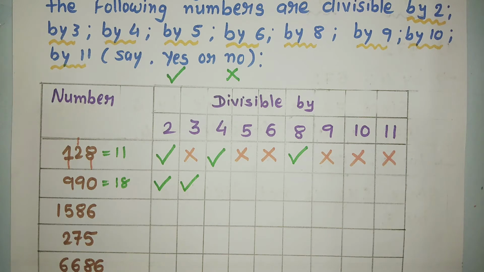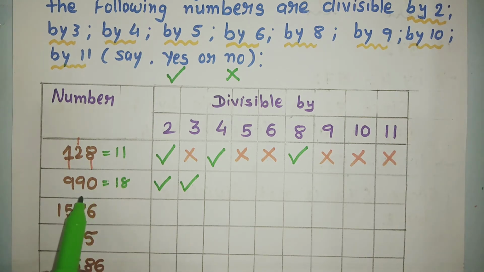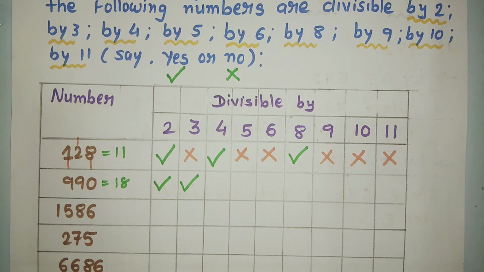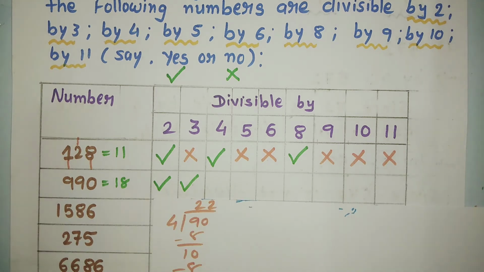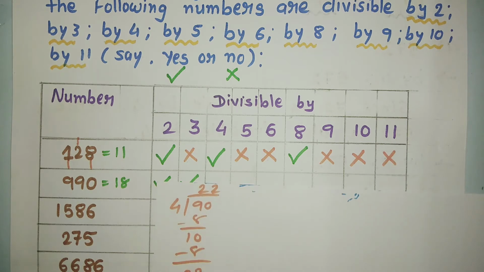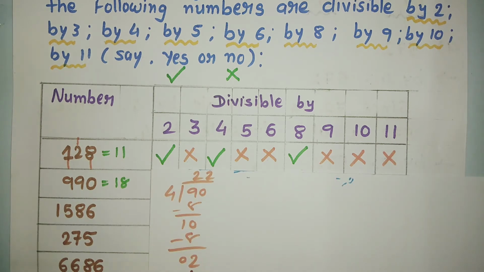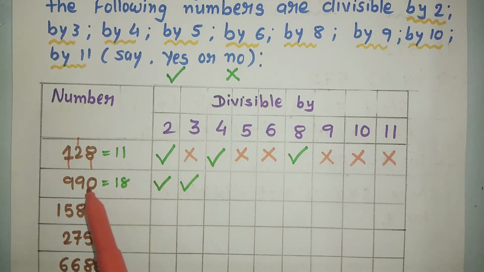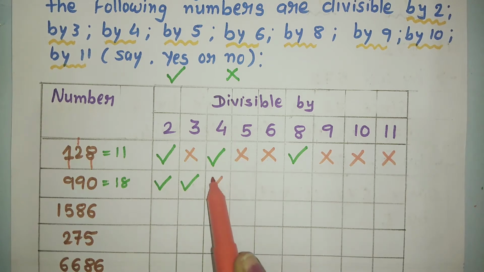What is the rule for 4? Last 2 digits should be divisible by 4. So let's divide 90 with 4. As you can see, when we divide 90 with 4, last 2 digits are 90. 90 को 4 से divide करेंगे, remainder is 2. So this 990 is not divisible by 4.